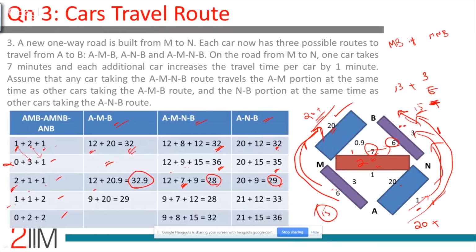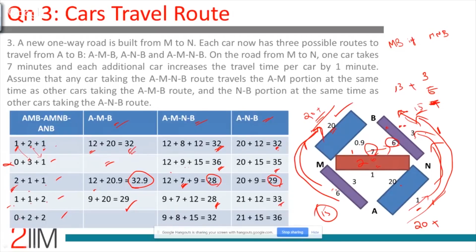Let's go to 1, 1, 2. 1, 1. So the 2 vehicles here. 9 plus 20, 29. Good number. This is 9 plus 7, 16 plus 9. Sorry, plus 12. 6 plus 3 plus 3. So 9 here plus 7 plus 12, 16 plus 12, 28. Again, a wonderful number. This will be 21 plus 12. This leg becomes 12 because there are 3 vehicles. 21 plus 12, 33.